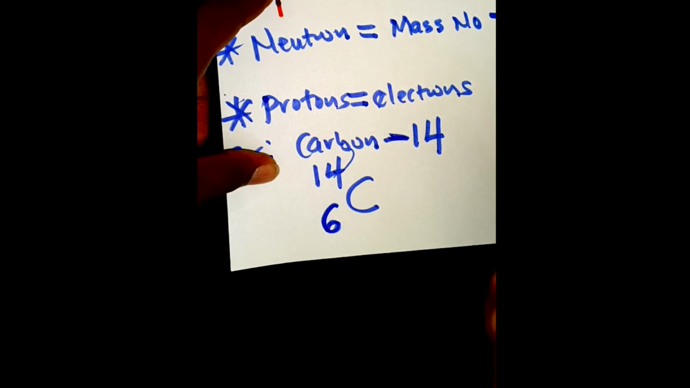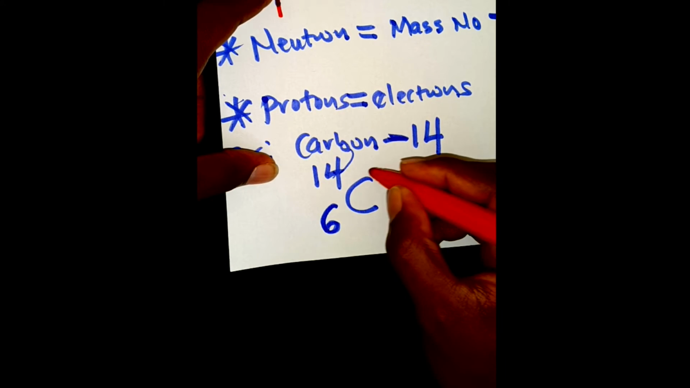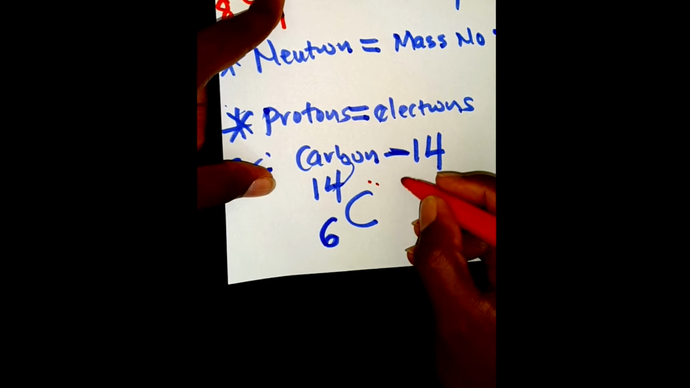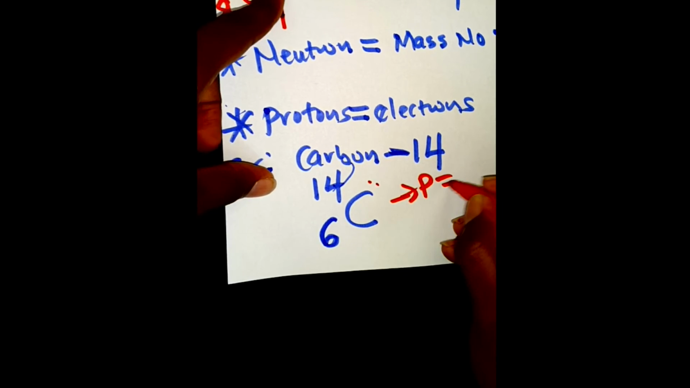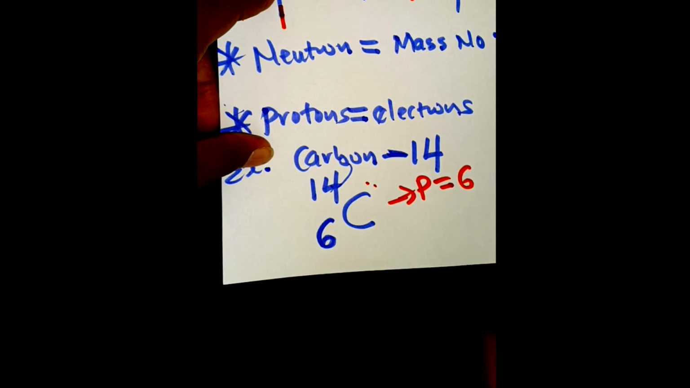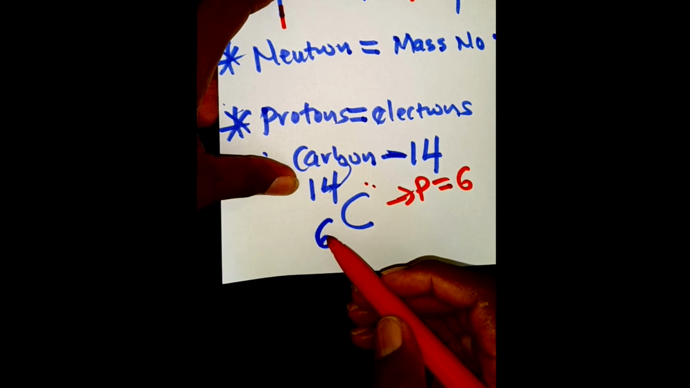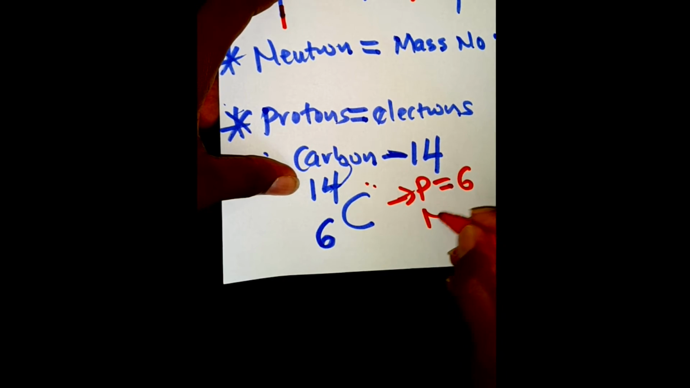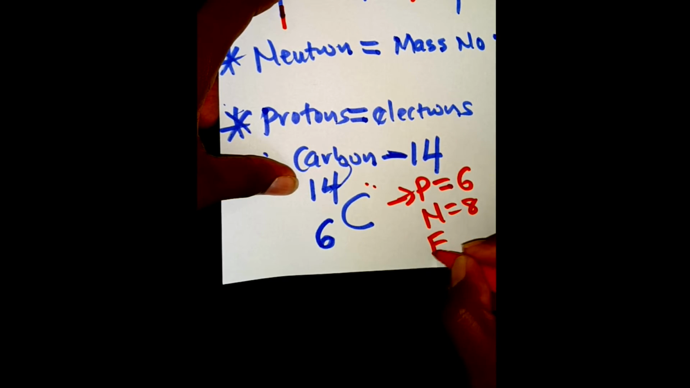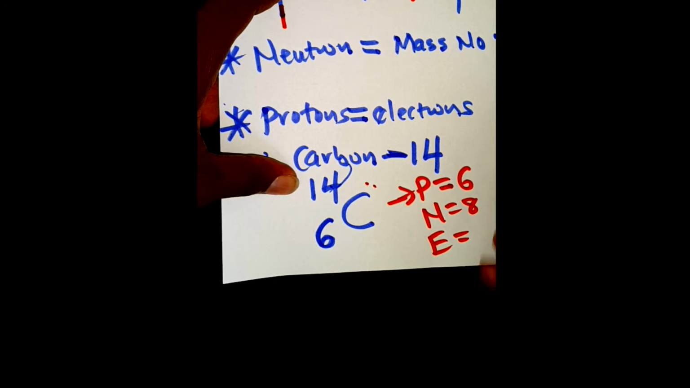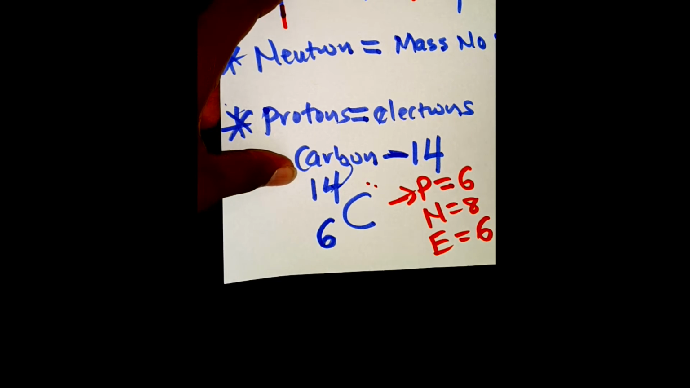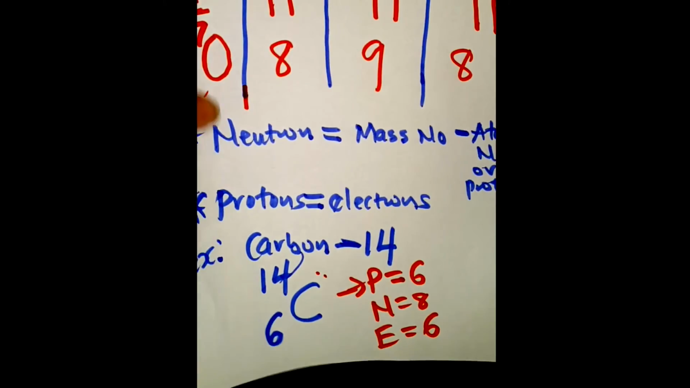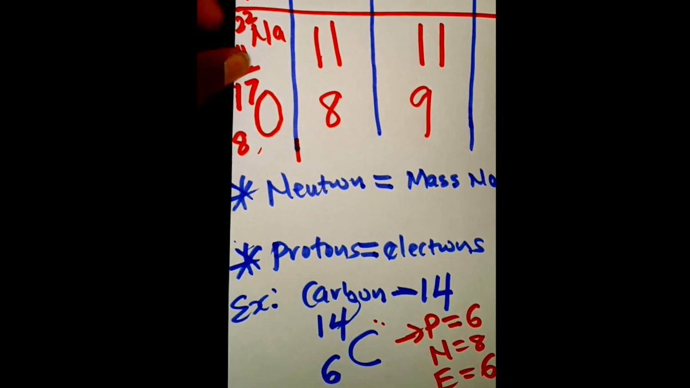So the number of protons here is 6. Number of neutrons is 14 minus 6, which is 8. And electron is always equal to proton, which is 6. So that is the example I have here with me. Please try and get the table so that you understand it much better.